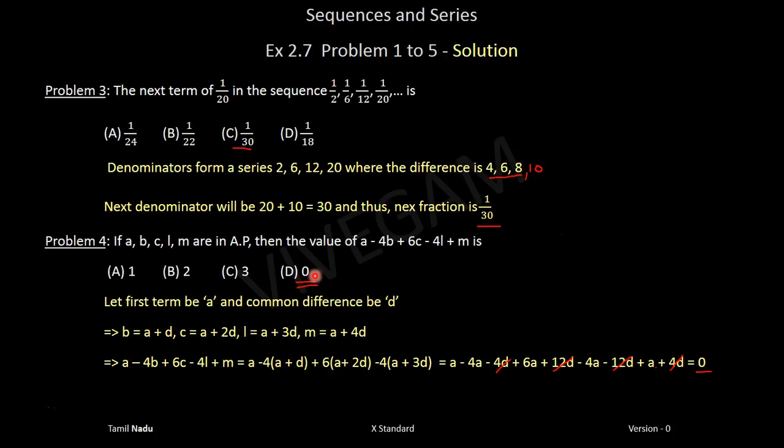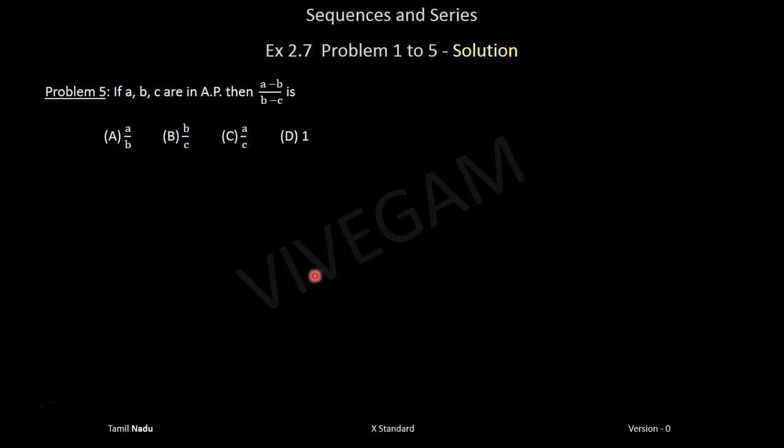Okay. The next one. If A, B, C are in AP, then A minus B divided by B minus C is, okay, so let's find the same thing. If they are in AP, what does it mean? Second term minus first term will be equal to third term minus second term, right? Because T2 minus T1 is T3 minus T2. That is the common difference. So in this case, B minus A will be equal to C minus B, right?